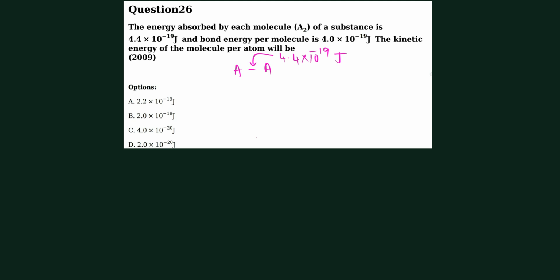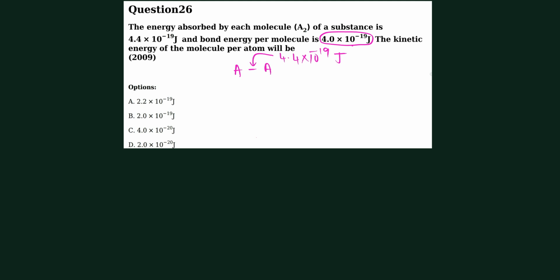But this molecule requires how much energy? Only 4 into 10 to the power of minus 19 joules. Is it clear, everyone? To break the bond, it requires 4 into 10 to the power of minus 19. But you are giving more than that. So you are giving excess energy. The excess amount of energy is converted into kinetic energy.